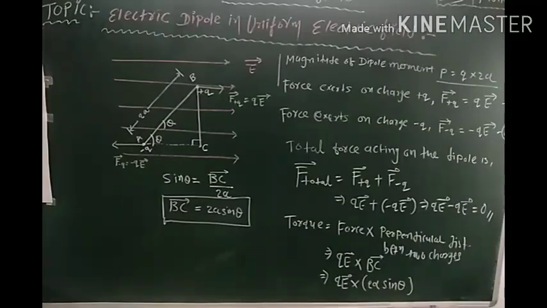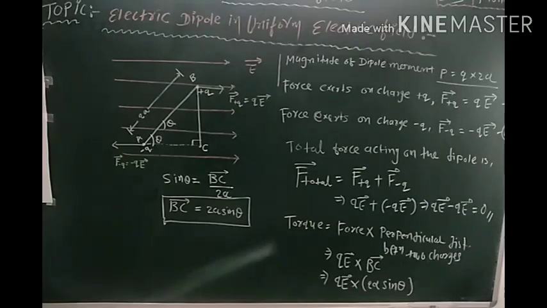Okay, so here we can write the formula of the torque: it is force multiplied by the perpendicular distance between two forces. The force is given by qE because of the electric field, and the perpendicular distance we can find from the figure, that is the perpendicular distance BC between the two charges. We can find BC from the angle, so that is 2a sin theta.